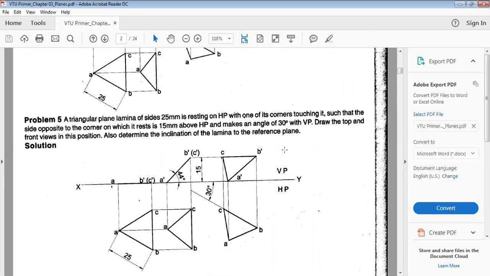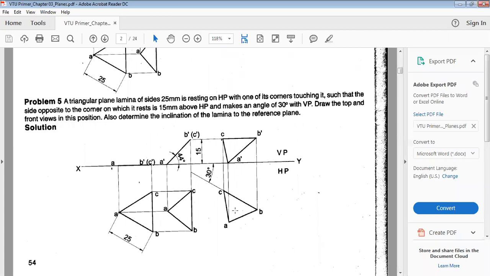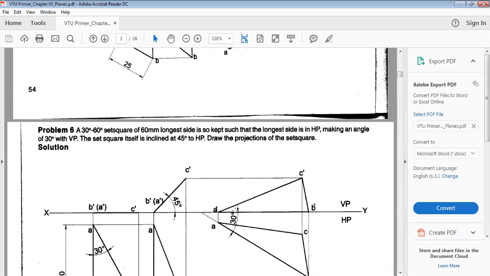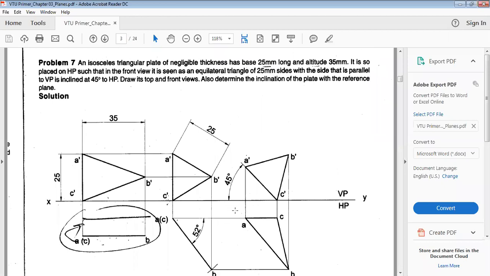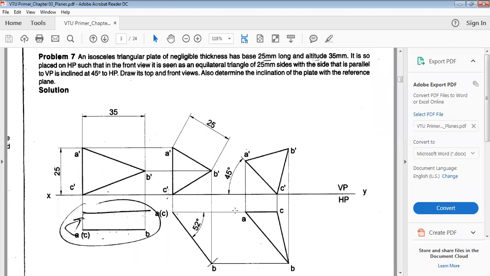So here also, this is the side opposite to the corner. You can see here, B and C. If it is the side opposite to the corner, then you need not carry the problem with alpha or beta. Only if it is the median or the diagonal that is inclined, it is the same problem that we can find here also.